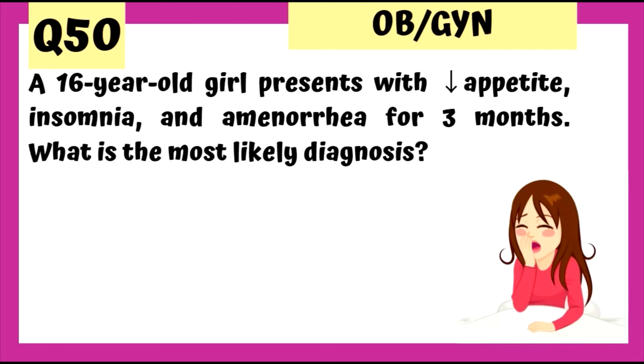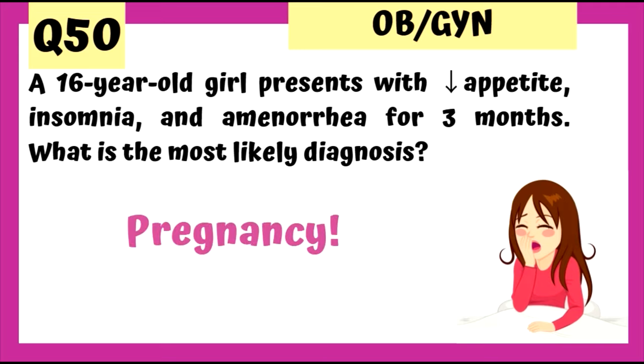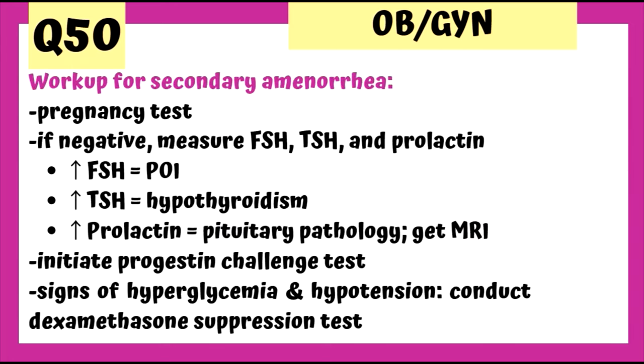A 16-year-old girl presents with a decreased appetite, insomnia, and amenorrhea for 3 months. What is the most likely diagnosis? Pregnancy, right? Sometimes we forget that, but it's pregnancy. We have to look out for that. We always have to look out for the HCG, beta HCG.